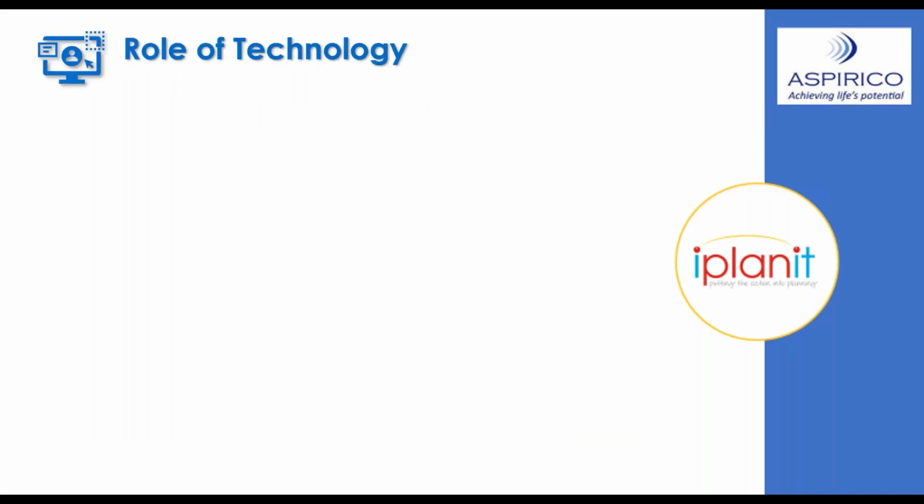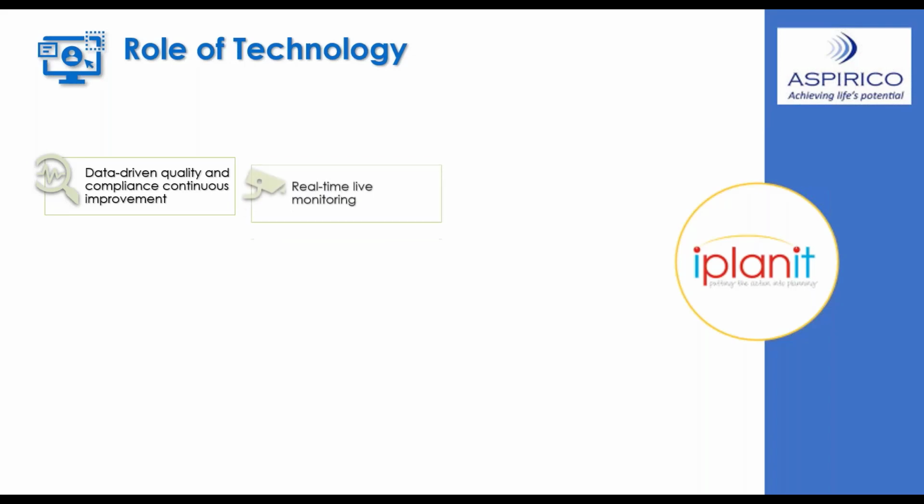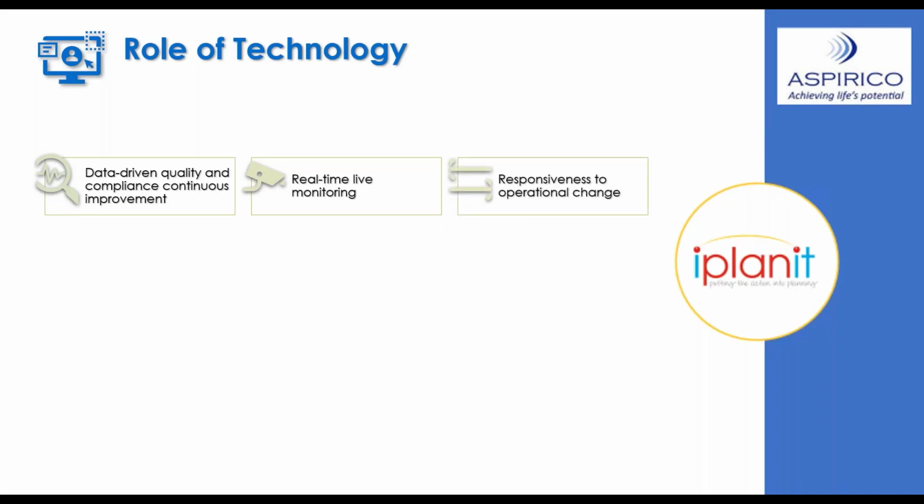So what's the role of technology in achieving those aims? With technology now and more modern dynamic systems, and obviously this is a webinar for Access, so we'll be looking at iPlanning shortly, moving on from legacy systems and older ways of working, you have data-driven quality and compliance. The recording and the monitoring that you're doing, you can drive continuous improvement through using data. You have real-time live monitoring of your services, so you can identify issues, fix problems, organise your operations effectively, and be responsive to operational changes.